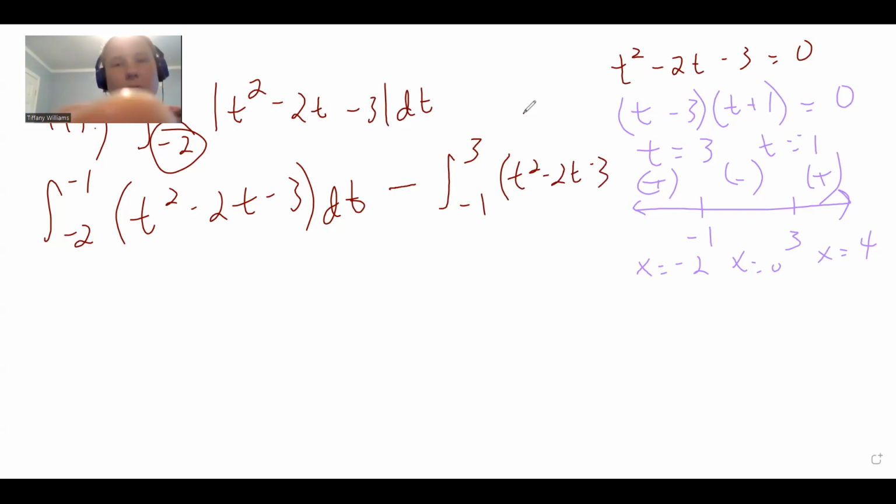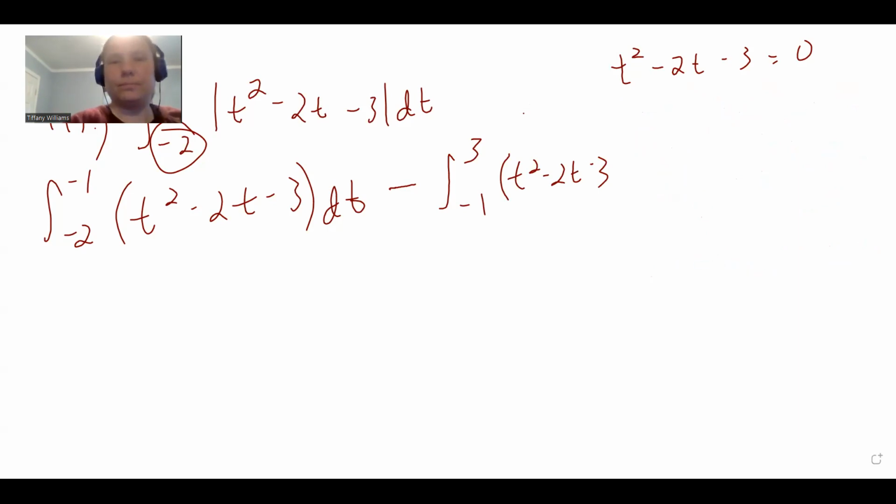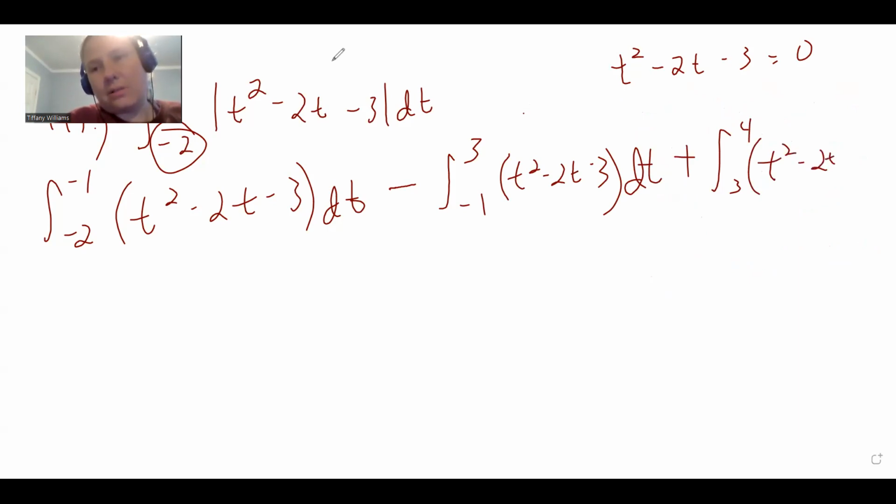Let's get rid of all this. We know from 3 on it's positive. We can only go as high as 4. So dt, and then I'm going to add, because it was positive, the integral from 3 to 4 of t squared minus 2t minus 3 dt.